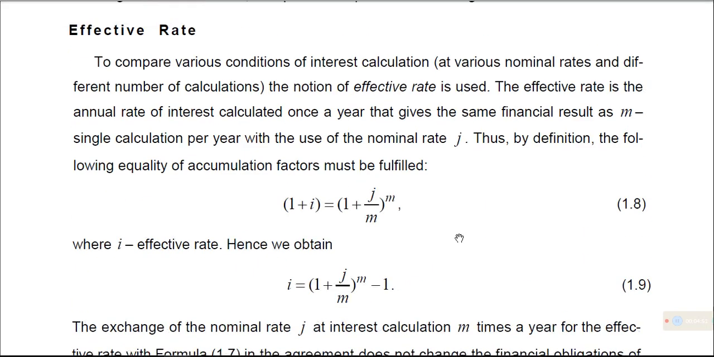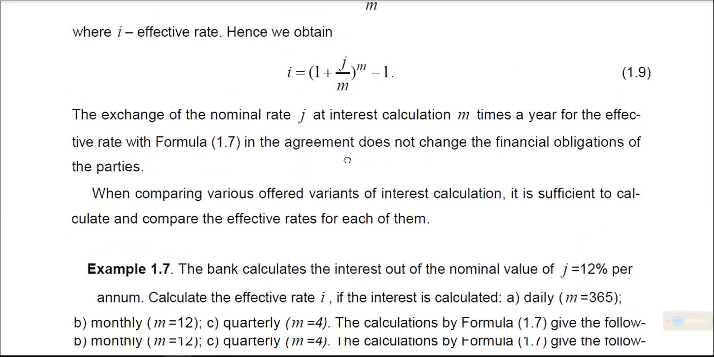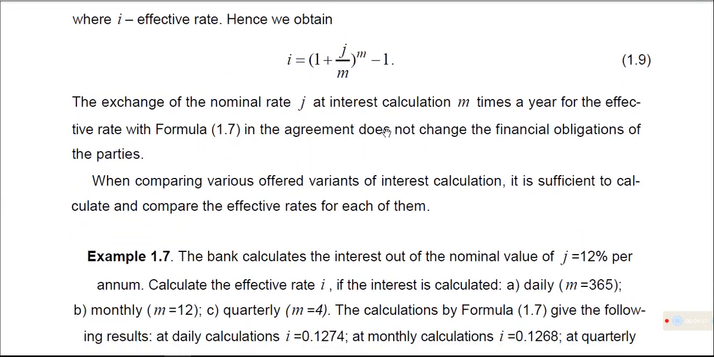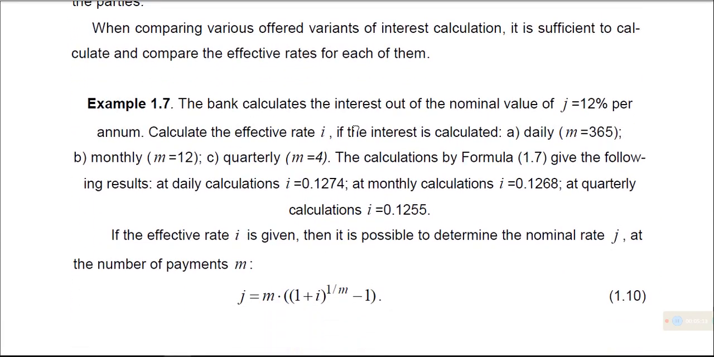So ito yun. Here. For formula 1.7, the agreement does not change the financial obligations of the parties. When comparing various offered variants of interest calculation, it is sufficient to calculate and compare the effective rates for each of them. So, lagay tayo ng isang example.